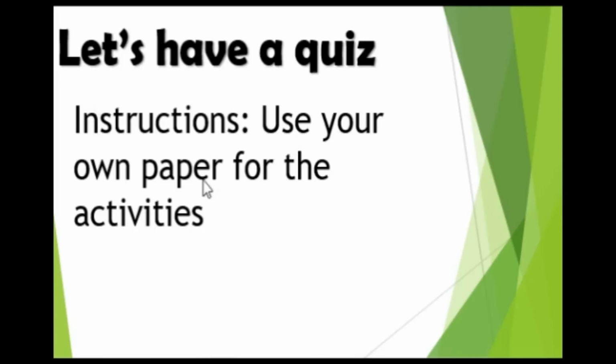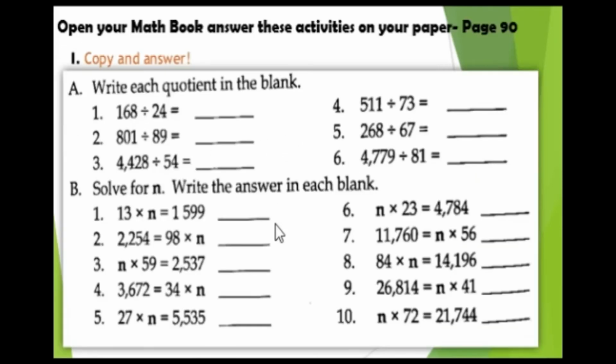Instructions. Use your own paper for the activities. Please open your math book. Answer these activities on your paper. Can be found on page 90. On your first activity, copy and answer. For the test A, write each quotient in the blank. Test B, solve for n. Write the answer in each blank.